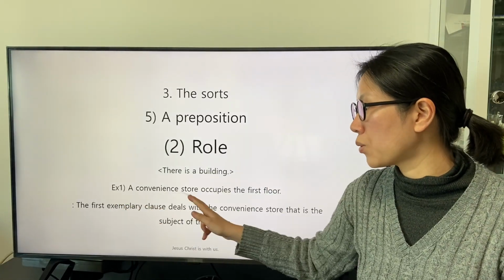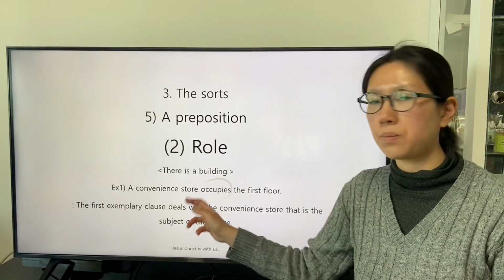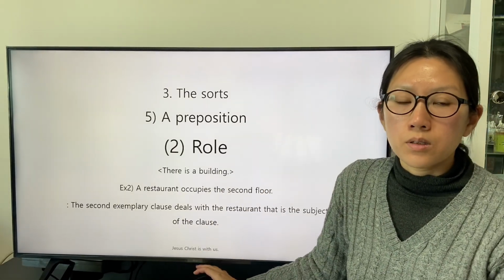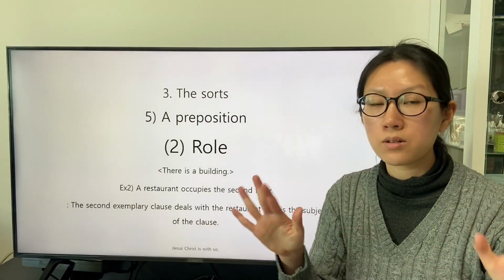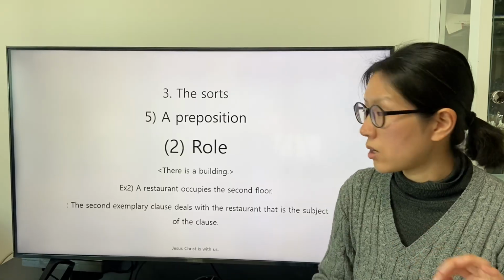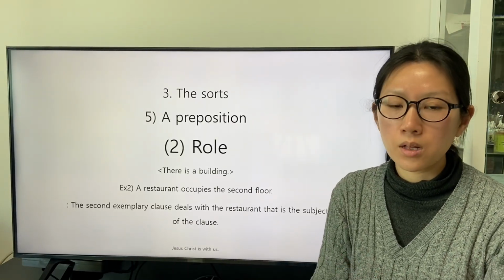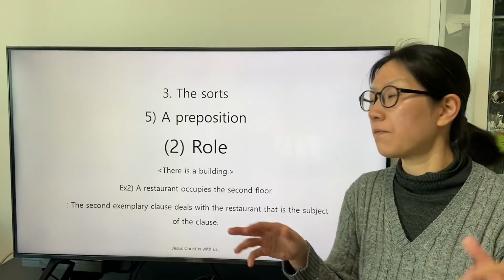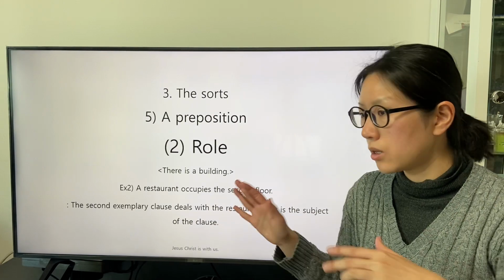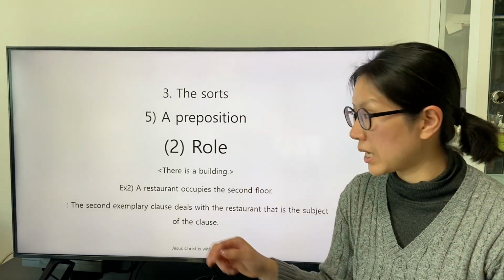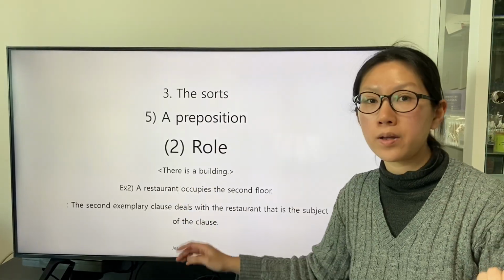A convenience store described by the transitive verb occupies. The second clause is this. A restaurant occupies the second floor. The second exemplary clause deals with the restaurant, that is the subject of the clause. This clause, the second clause, is about the condition of the subject, a restaurant, described by the transitive verb occupies.